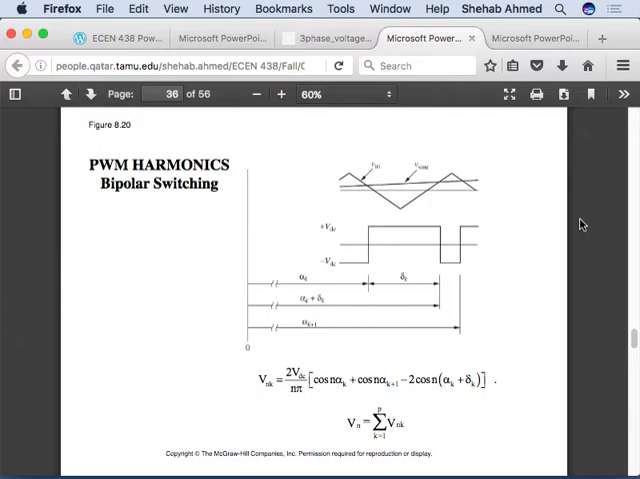So, I mean, if you understand how to use a comparator to create PWM, for example, right? And besides that, there's nothing else. Okay, right.